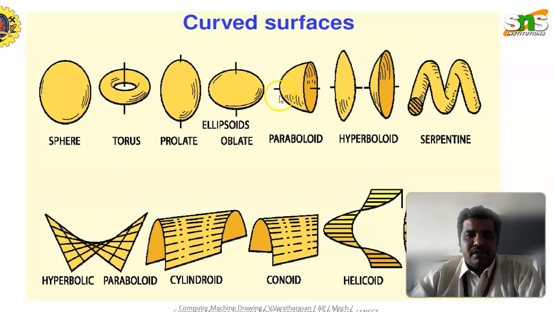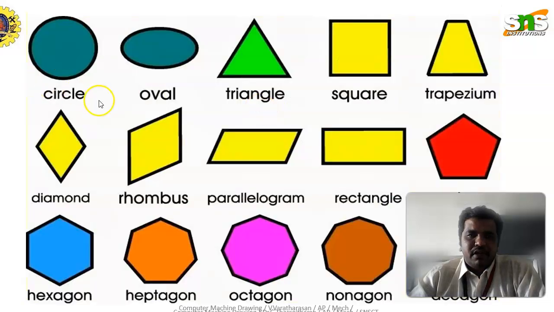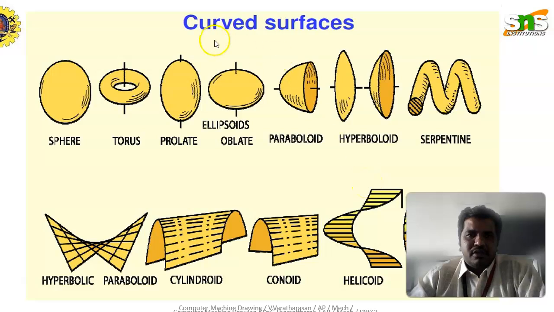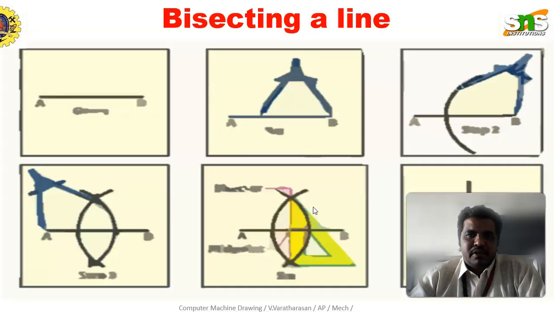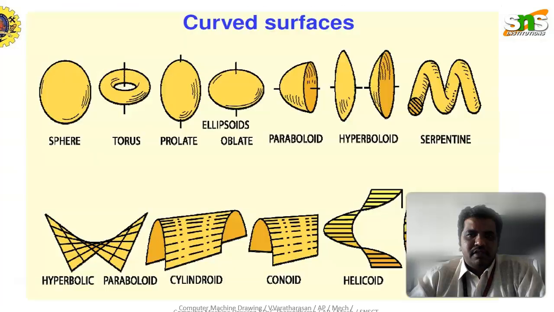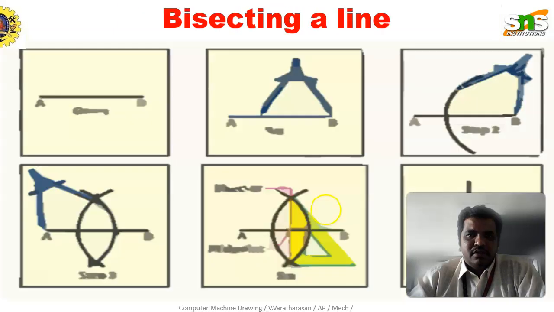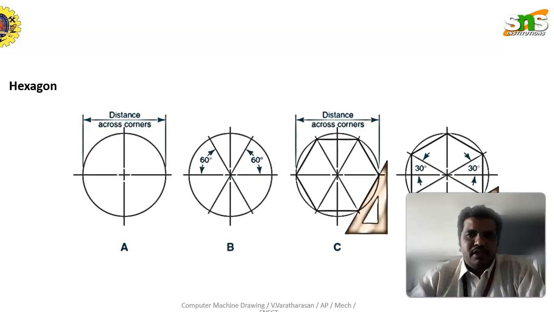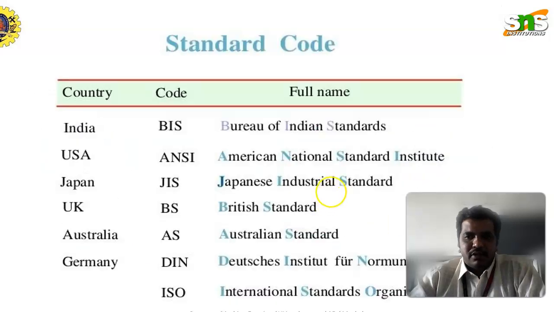There are different surfaces available, like the circle we already saw, up to the octagon and decagon also. Here there are some complicated curved surfaces, like sphere, torus, etc. So these are the scales, bisecting scales. All these things we are going to see in the next video. Thank you.